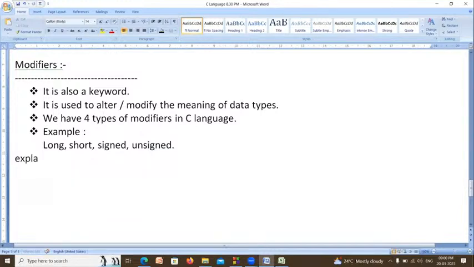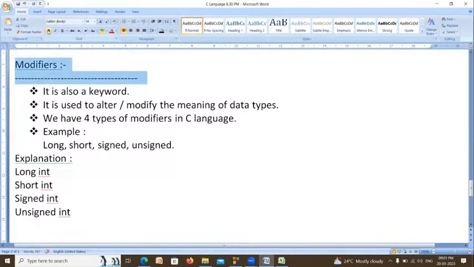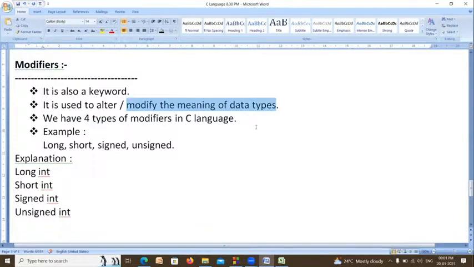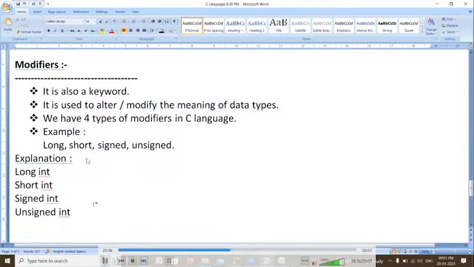Explanation. Like long integer, short integer, signed integer, unsigned integer. This is about the modifiers we need to use to modify the meaning of data types. So these are the keywords used to modify the meaning of data types. These should be used only with data types. Right? So note this down.